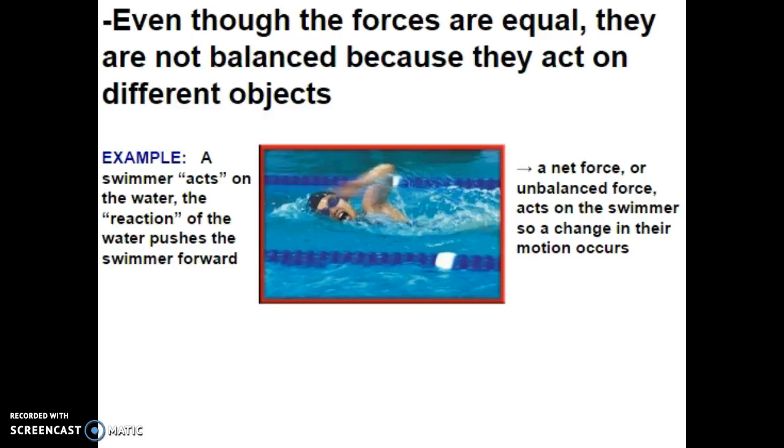So, for example, a swimmer. The swimmer acts on the water, and the reaction of the water pushes the swimmer forward. So a net force or unbalanced force acts on the swimmer, so their change in motion occurs. They swim forward or backward, depending on whichever direction they want to swim. So even though it would seem as though action and reaction forces would always cancel out, those forces are applied on different objects, so motion can still occur.